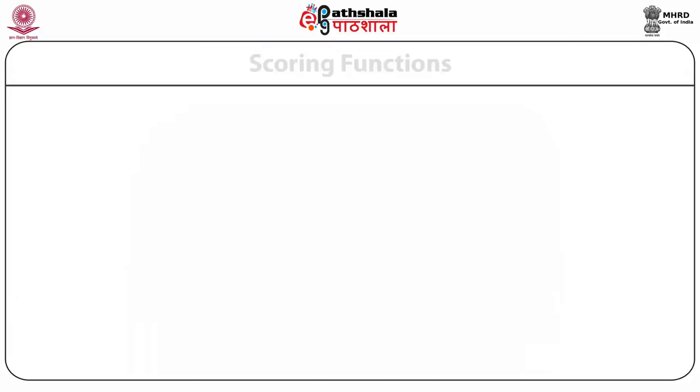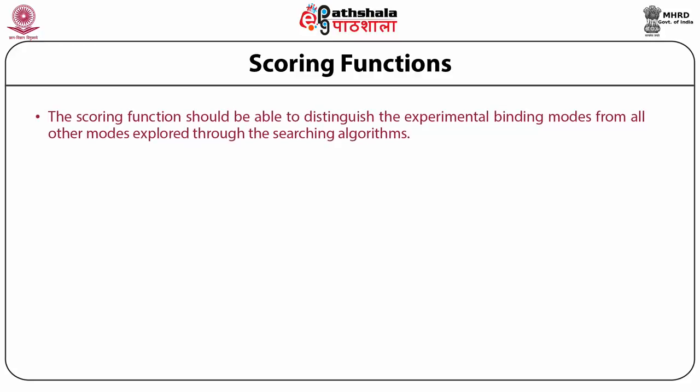We actually need the scoring functions for two purposes. One, which should be able to distinguish the experimental correct binding mode from all other possible binding modes. Also, during the whole search algorithm of docking, we need some scoring function which should be very exhaustive, or in certain ways very much dependent on the binding energy, so that it can predict which compounds are better binders than the less binders. So, we require two types of scoring function.